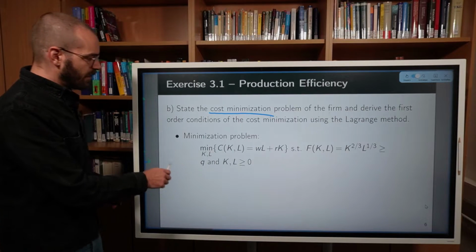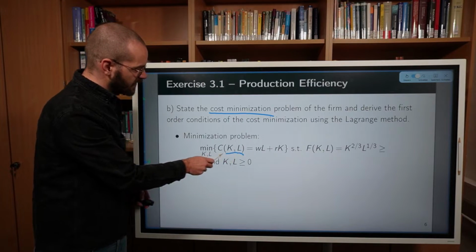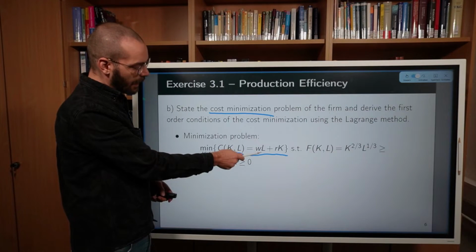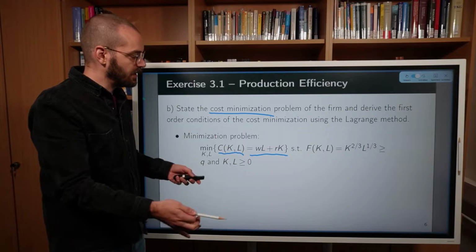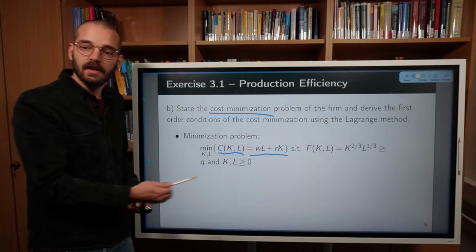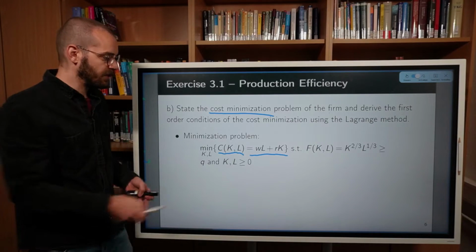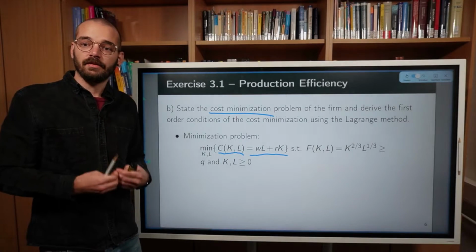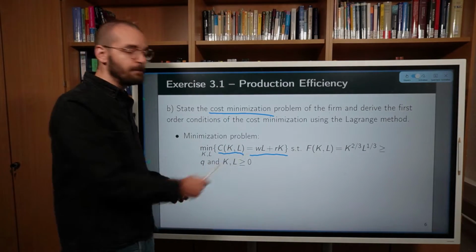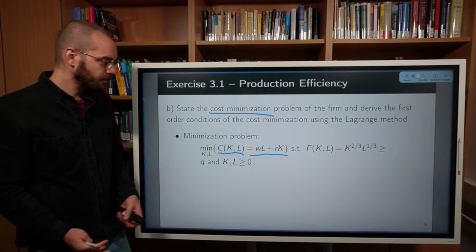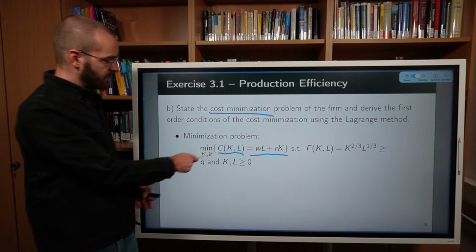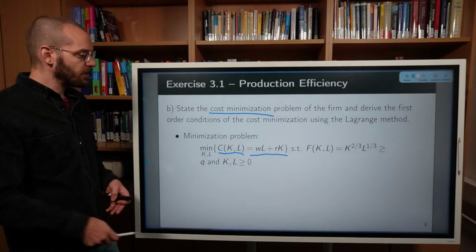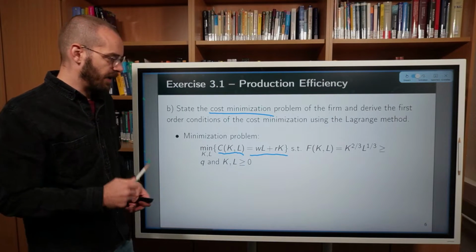The minimization problem in this specific case is, well, we have a cost function which is defined as the price of labor times the amount of labor we use as an input, plus the price of capital multiplied with the amount of capital, right? Because for each unit of labor we choose as an input, we have to pay the price of each of these units of labor, namely W, and the same argument holds for capital. Okay, so this is the cost function capital C of K and L, which reads W times L plus R times K.